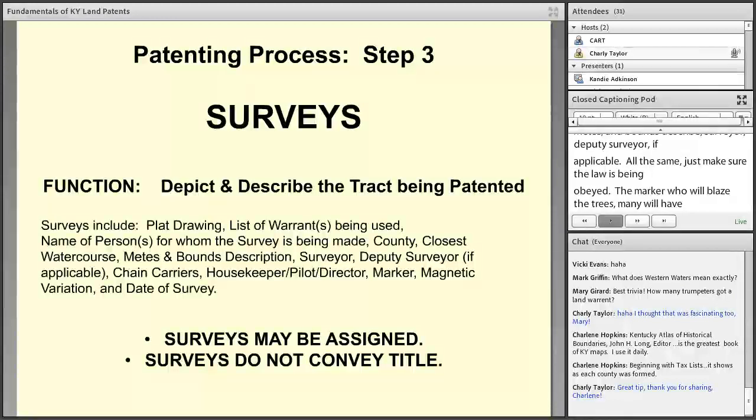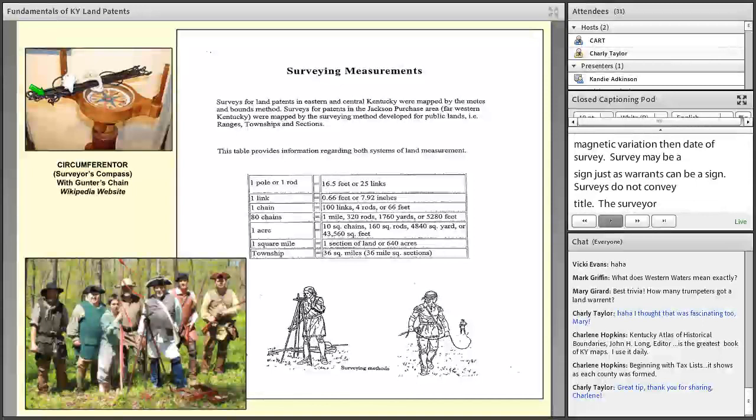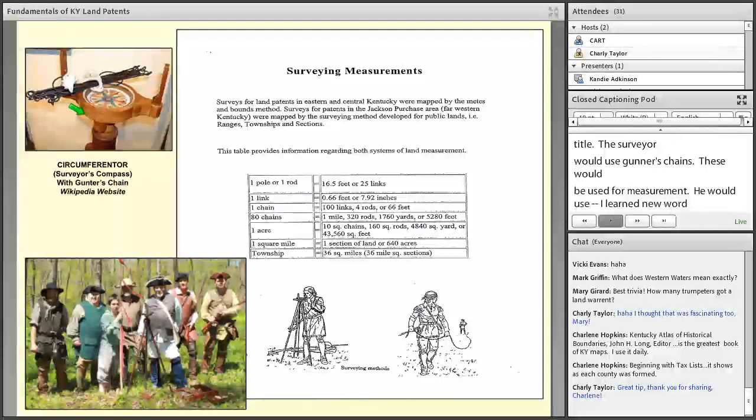Surveys may be assigned just as warrants can be assigned. Surveys do not convey title. The surveyor would use Gunter's chains. These would be used for measurement. He would use, I learned a new word at Boonesboro a few years ago, so hopefully I can say this right, circumferenter, that was the compass to determine the bearing. They would use a transit to determine the arc.